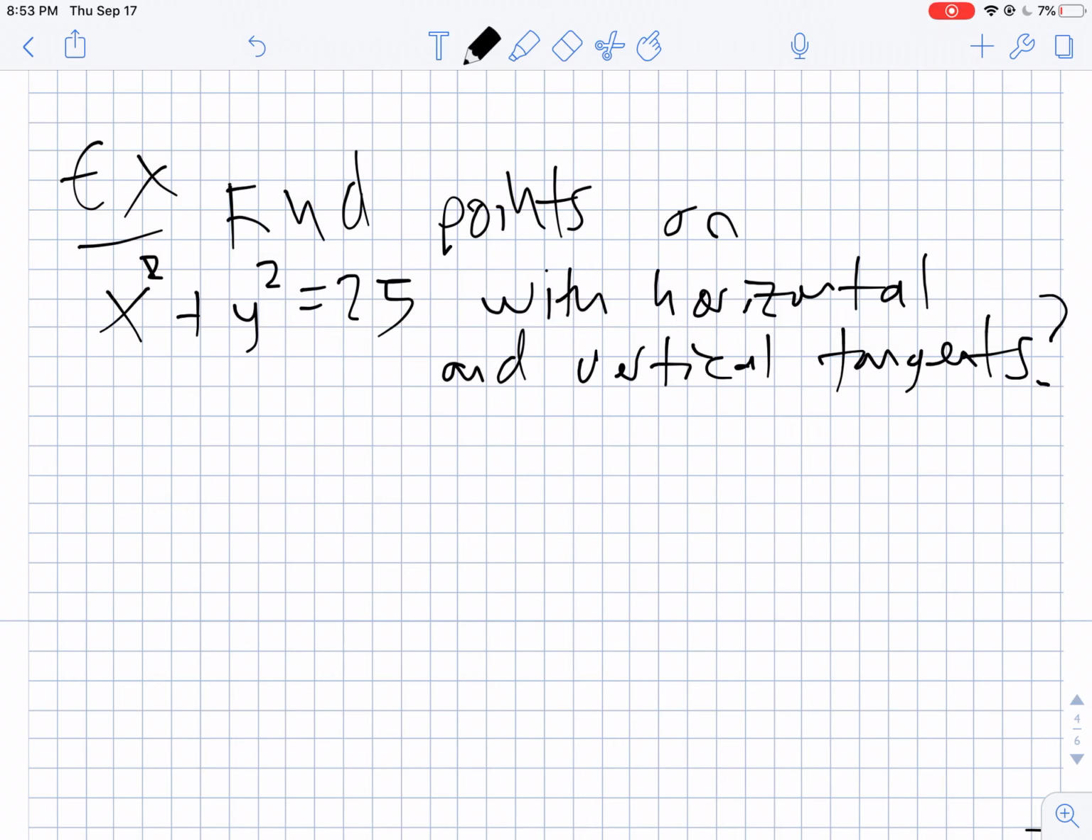Okay, welcome back to part 2 of implicit differentiation, where we rage against my dying battery and see if we can beat it to the finish.